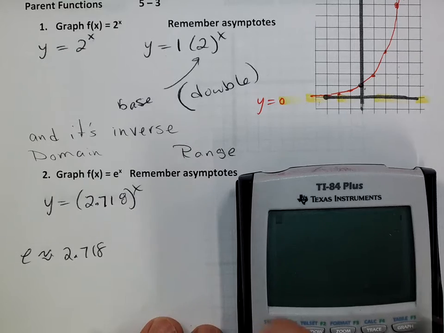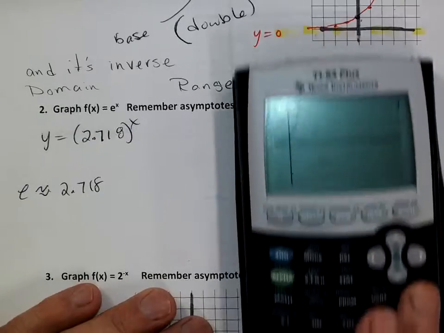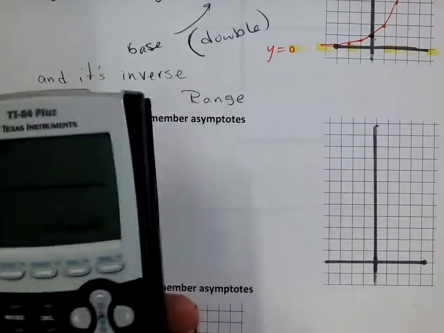I go y equals, clear that, and e to the x power. I'll show you what it looks like. It should look very similar. Graph it. Yeah, very similar. And on my calculator, I can actually do a trace, and then go, for instance, I can go 1, I can go 2. So it's very similar. At 2, I got about 7.8.